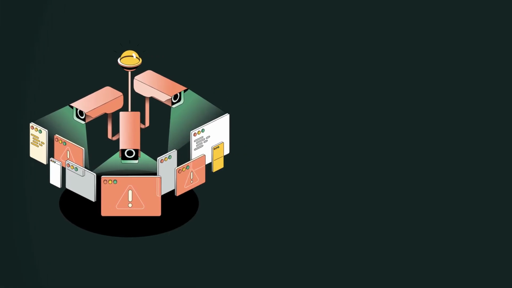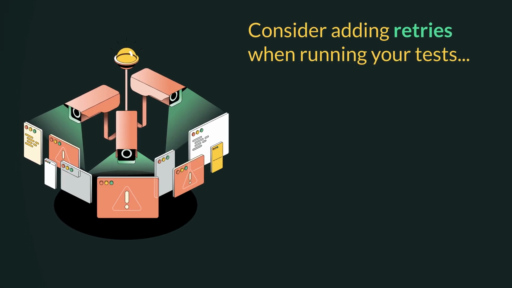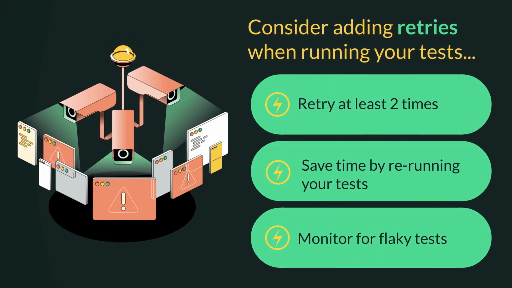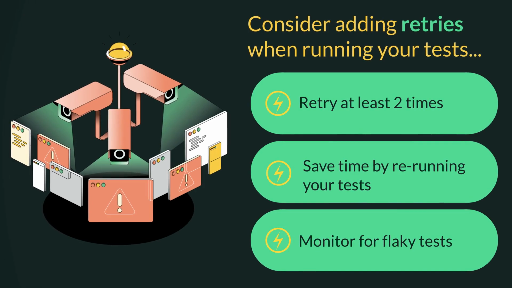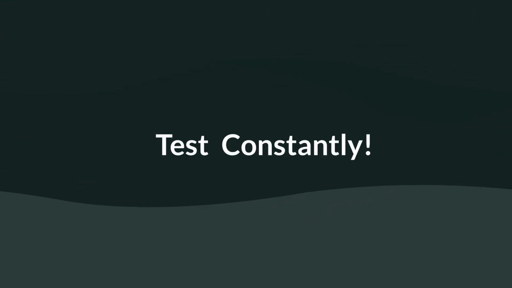As a best practice, consider adding retries when running your tests because not all failed tests are actual failures. Try to retest it twice from a false positive perspective to make sure that it's actually consistently failing, and then track it down. And last but not least, don't ever stop testing.